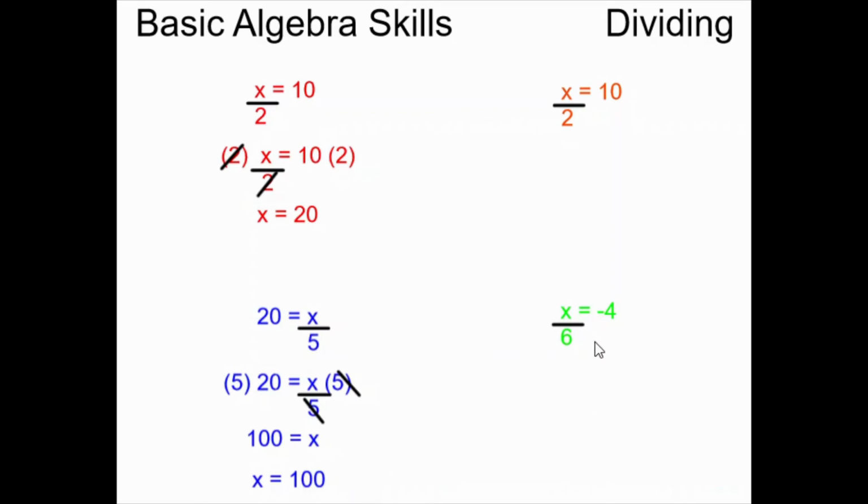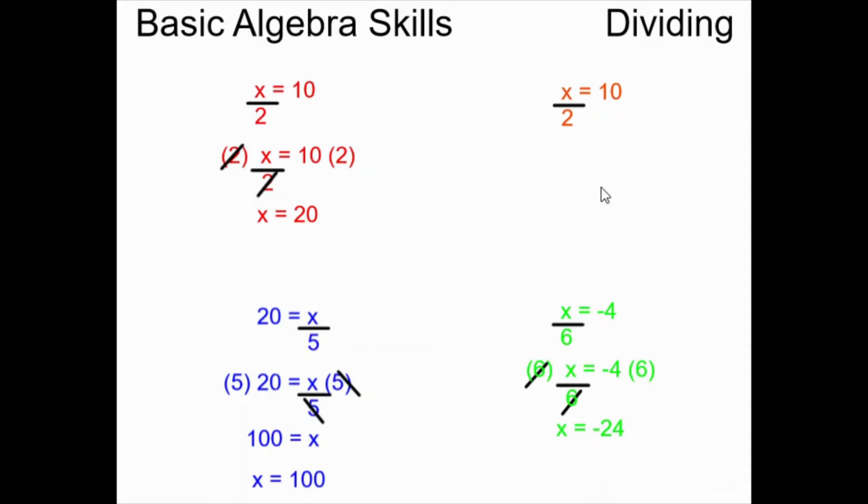In the example on the bottom right, x divided by 6 is equal to -4. Again, it's the same situation, but this time there's a negative number involved. But that doesn't change our procedure. Since my x is not alone, and it's being divided by a 6, I want to multiply both sides of the equation by a 6. These 6's cancel. That leaves my x alone on the left side of the equal sign. And since -4 times 6 is equal to -24, I have the statement x equals -24, and that is my answer.